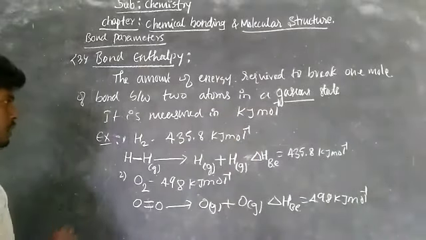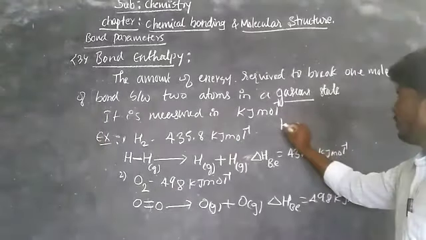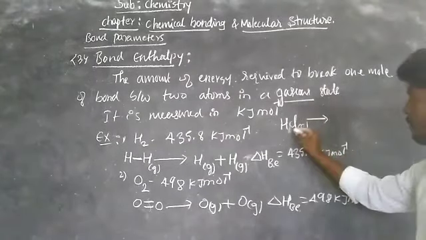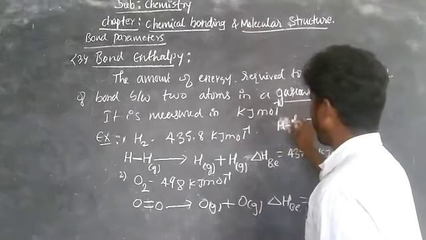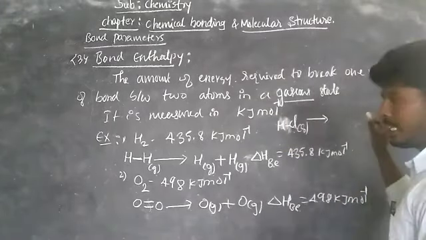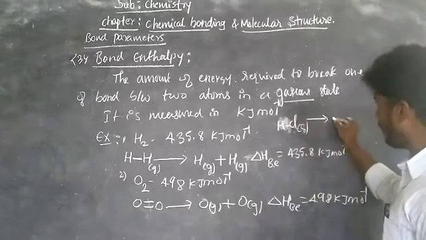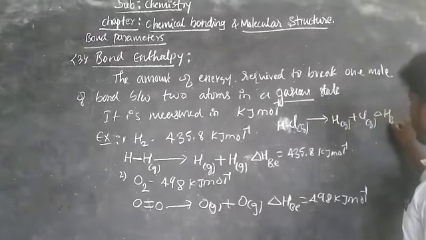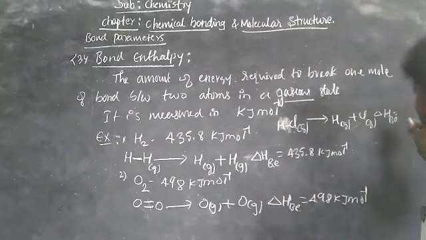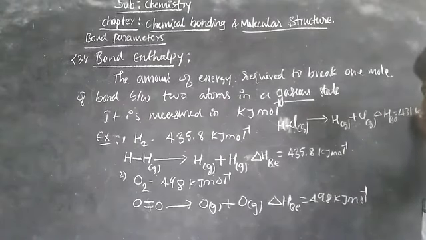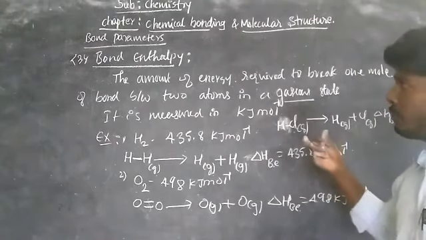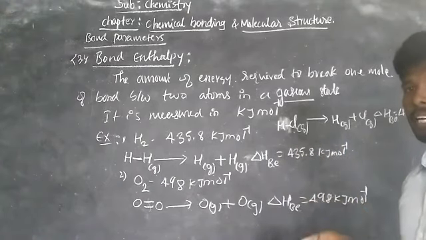Now similarly observe the HCl molecule, in gaseous state. After breaking the bond between hydrogen and chlorine, 431 kilojoules per mole of energy is required, giving H in gaseous state plus chlorine in gaseous state. Here delta H bond enthalpy is 431 kilojoules per mole. So this is the bond enthalpy concept. Here we have learned only 3 parameters. The fourth one will be studied in the next class.